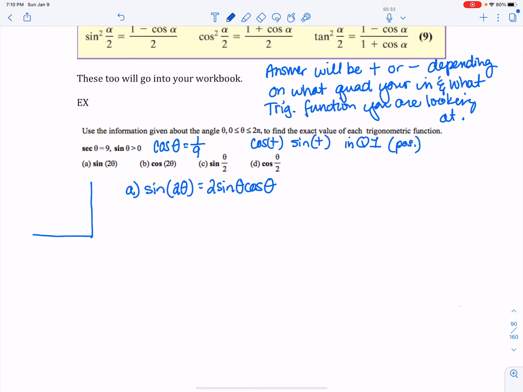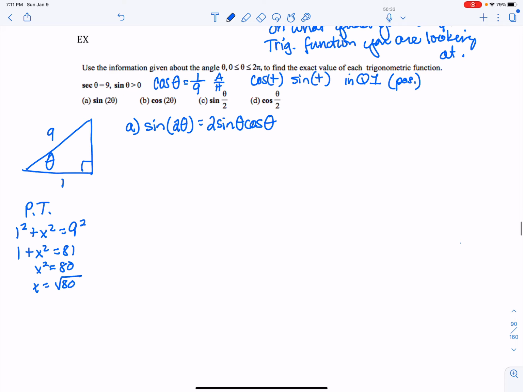First things first, draw yourself a triangle. Okay, so cosine is adjacent over hypotenuse. So the adjacent side is 1, the hypotenuse is 9. I have to find the missing side. So I'm going to use the Pythagorean theorem. 1 squared plus x squared equals 9 squared. So 1 plus x squared equals 81. x squared equals 80. x equals the square root of 80. Now, if I go ahead and write this up, I know this is going to be 4 times 20, and 20 is 4 times 5. I can rewrite this equaling 4 radical 5.